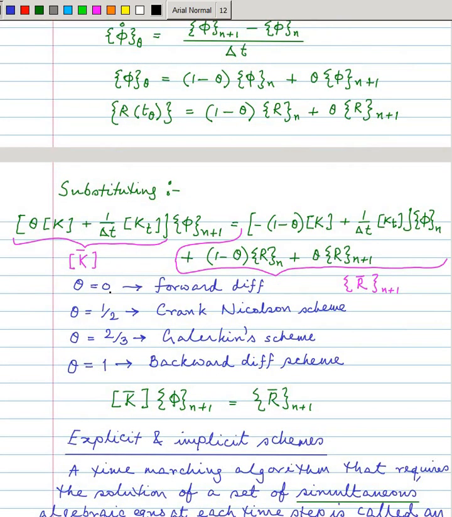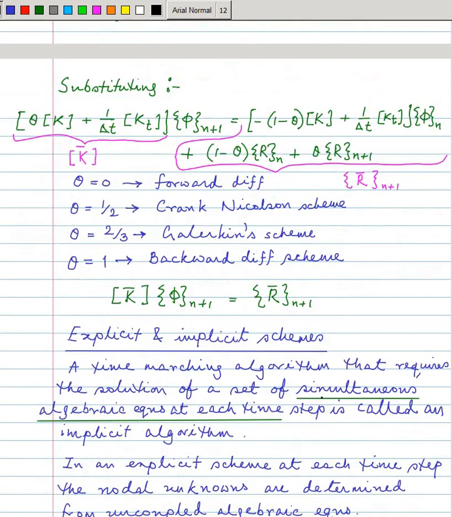And if theta equal to 0, the method is known as the forward difference scheme. If theta equal to half, the method is known as the Crank-Nicholson scheme. If theta equal to 2/3, then it's Galerkin scheme, and if theta equal to 1, it's a backward difference scheme. So ultimately you are left with a task of solving k bar phi n plus 1 is equal to r bar n plus 1.